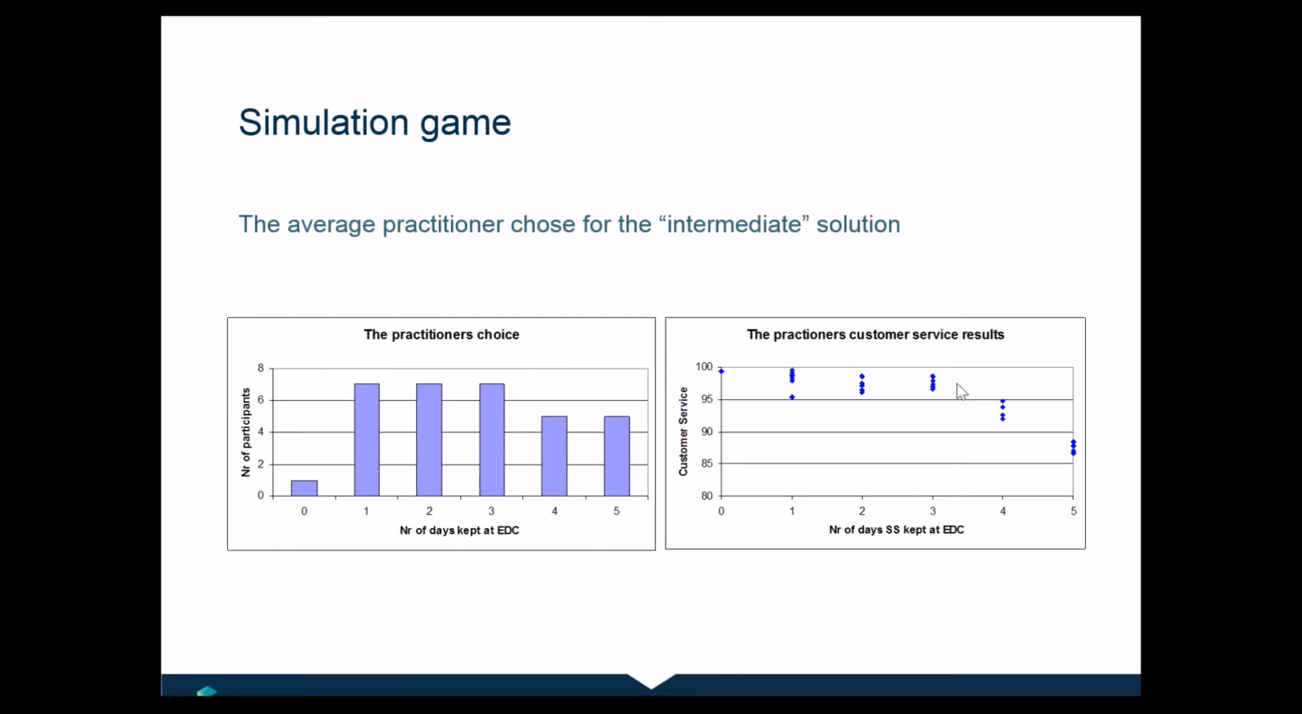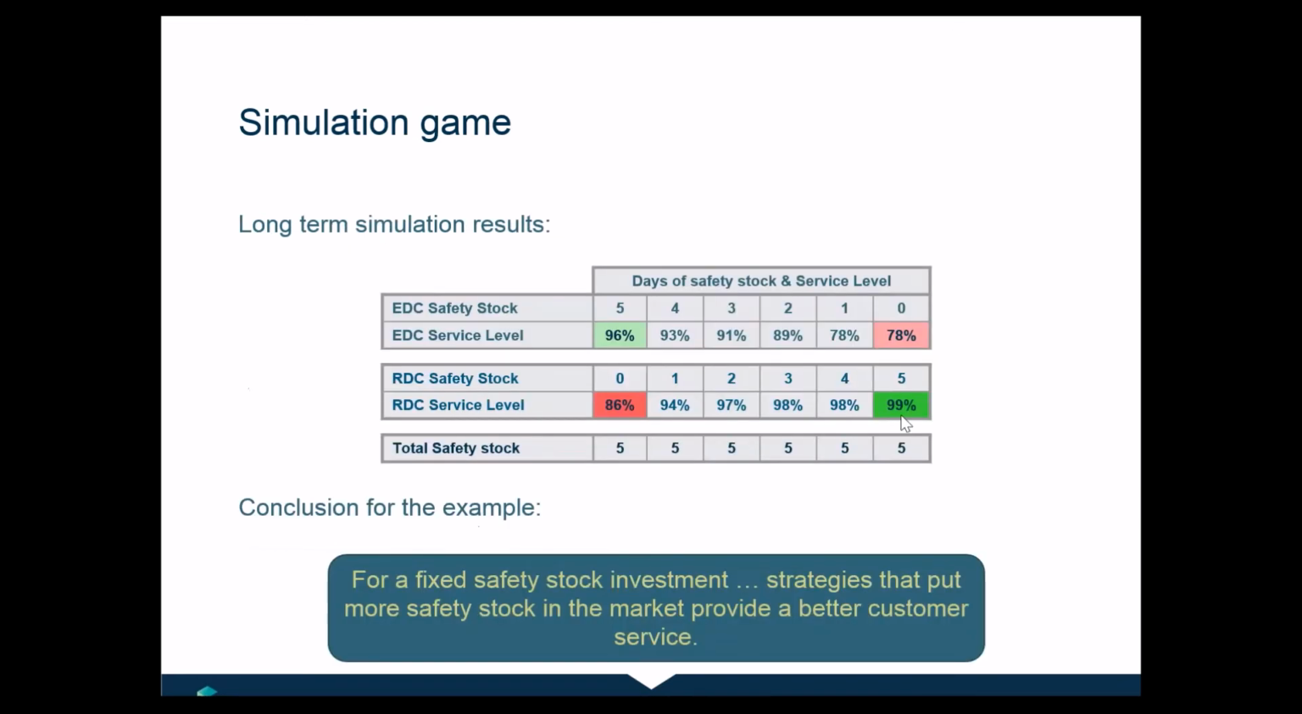I also see that there are different dots here. That's because not every simulation is exactly the same. So you can be lucky or you can have bad luck, but clearly there are better strategies and worse strategies. So pushing out the safety stock seems to be a better strategy in this example. So if I want to get rid of the variance here, I need to simulate over a longer period of time, and then we come to this type of result.